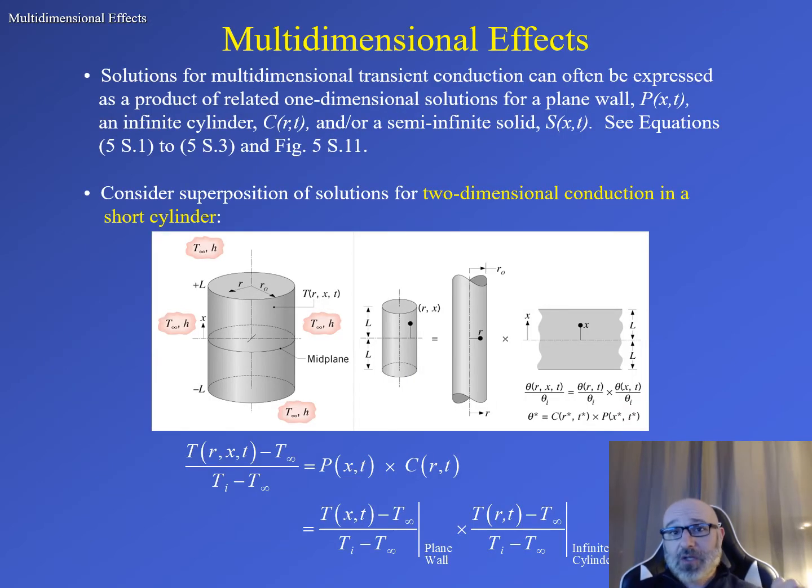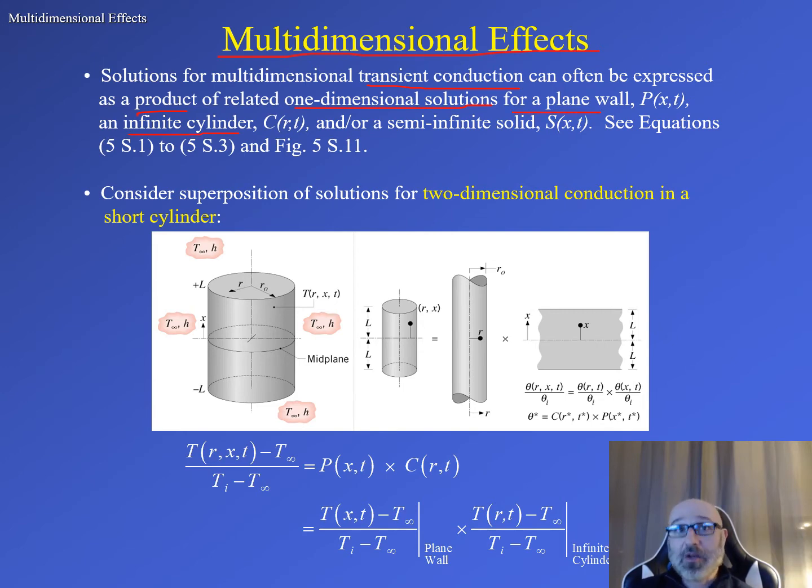So next thing I want to talk about is this topic of multidimensional effects right here. As we start talking about topics like this, it makes it more and more realistic, with fewer assumptions and less simplified cases. Now, solutions for multidimensional transient conduction can often be expressed as a product of related one-dimensional solutions for a plane wall and an infinite cylinder. We've looked at both those separately.